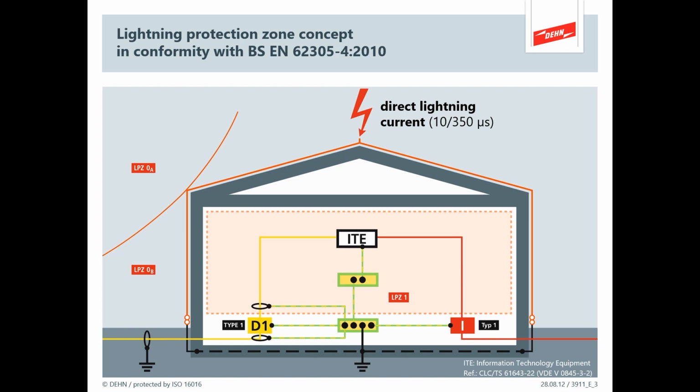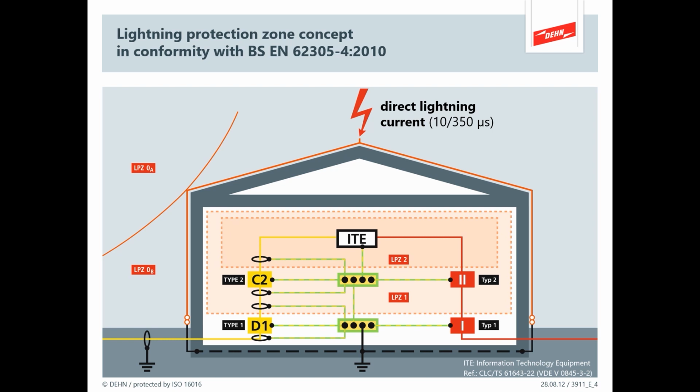So on the right, I've got my type 1 SPD that takes the lightning currents down to earth onto the MET. And then on the left, you can see that we have a type 1 and the letter D and the number 1. A D1 is for the data line. It also applies to controls and comms, but that's the way that these are actually described.